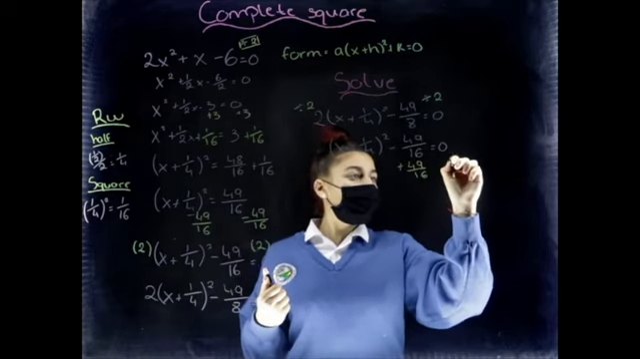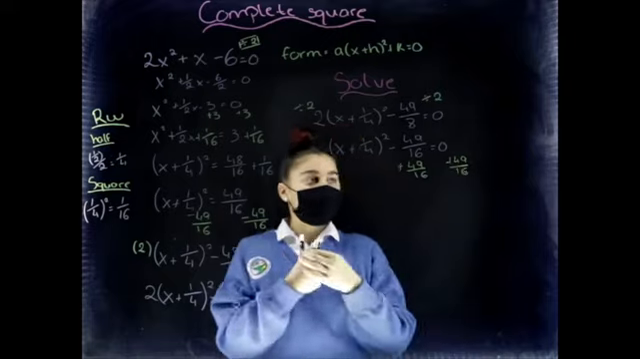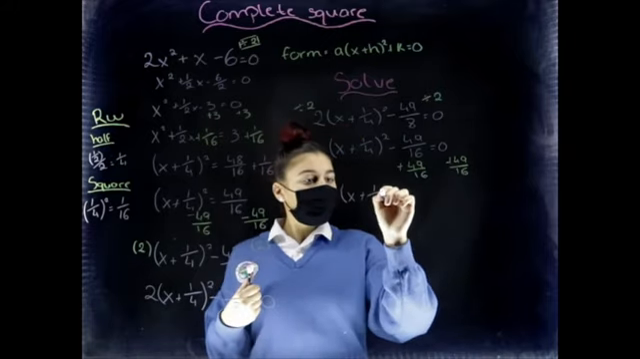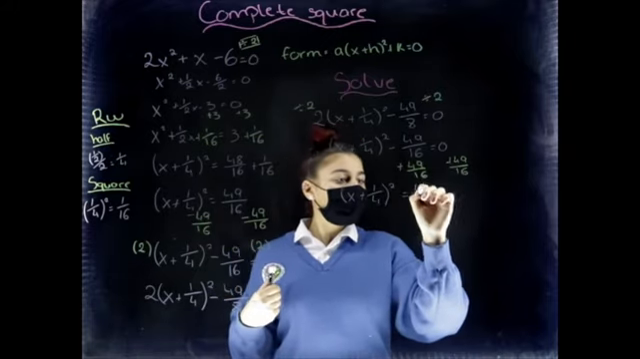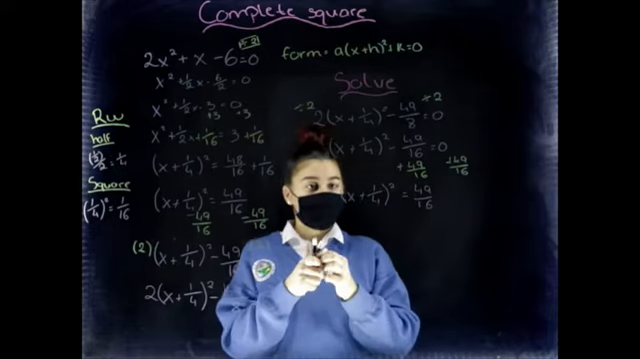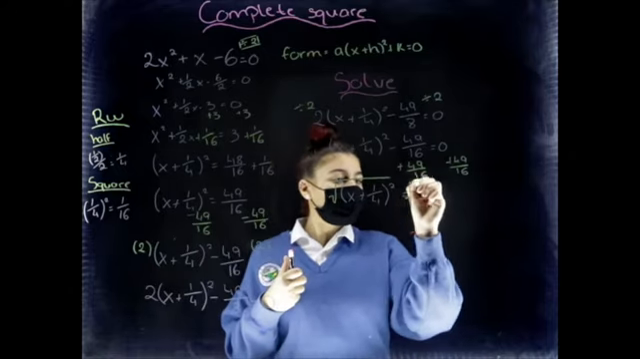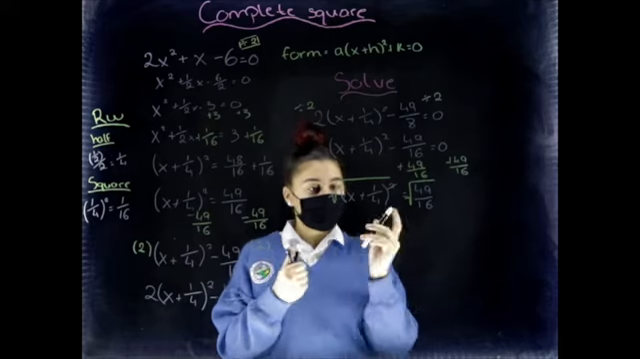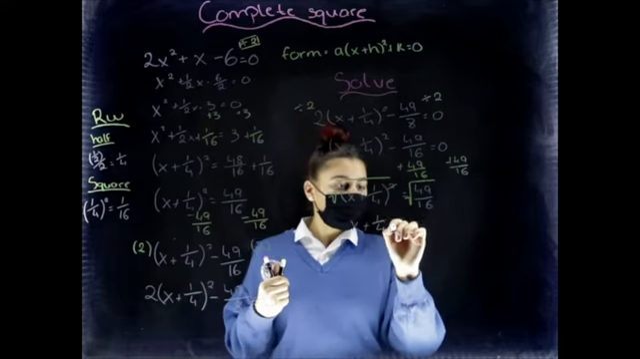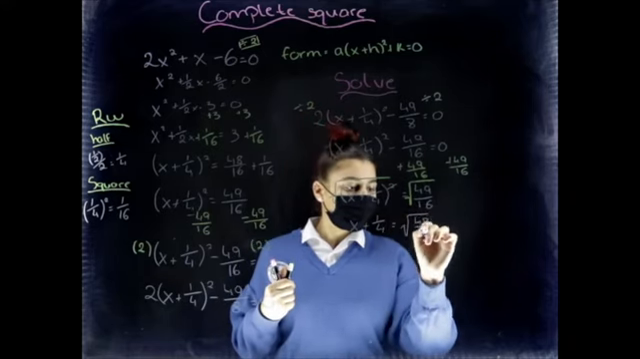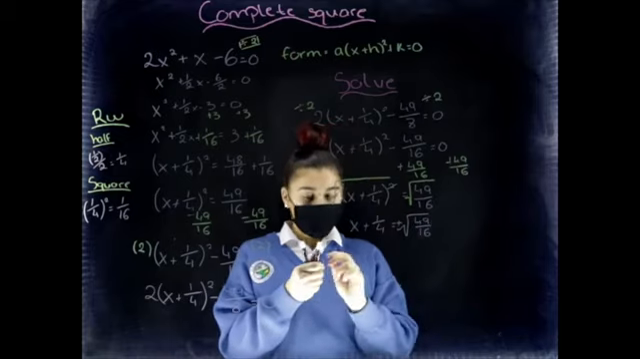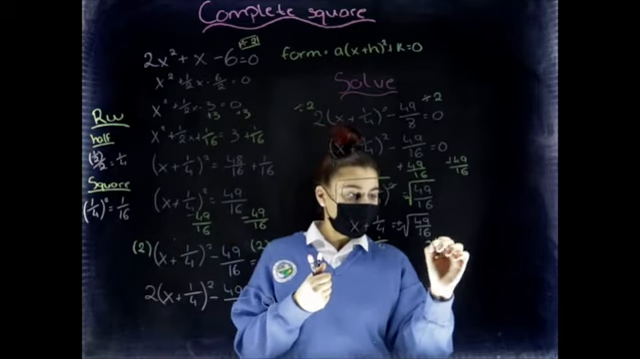I added 49 over 16 to both sides to bring it to the right hand side. I was then left with (x + 1/4)² = 49/16. I square rooted both sides to get rid of the square. I was left with x + 1/4 equals plus or minus the square root of 49 over 16.